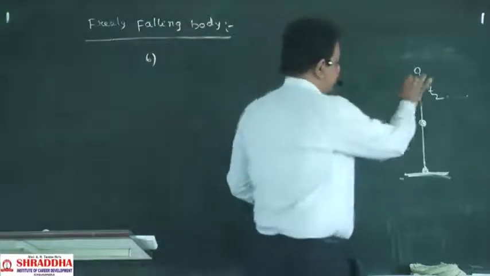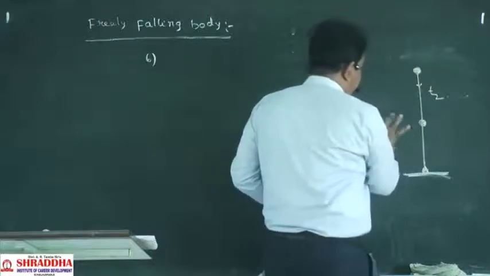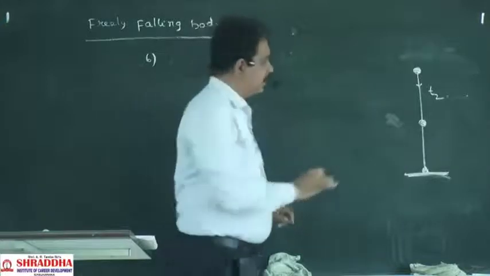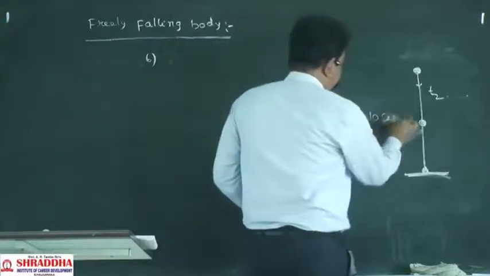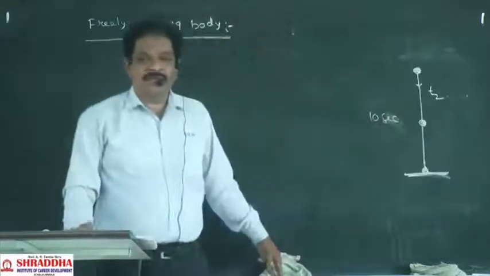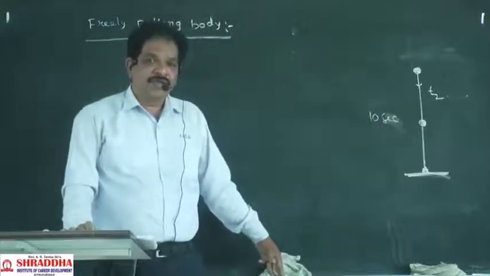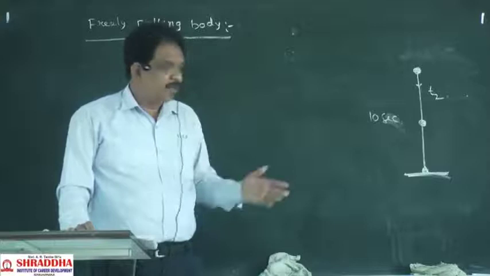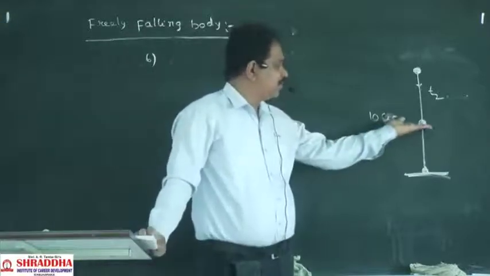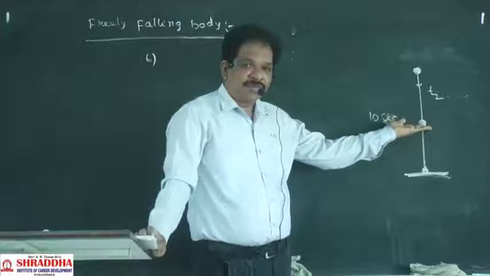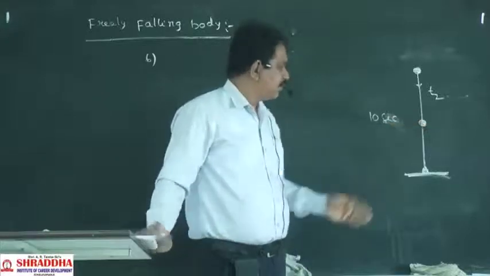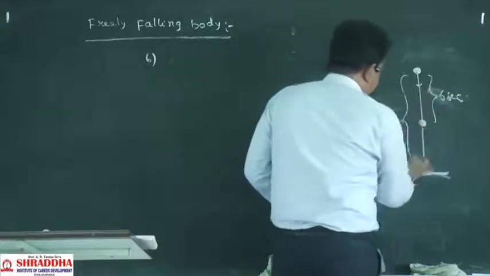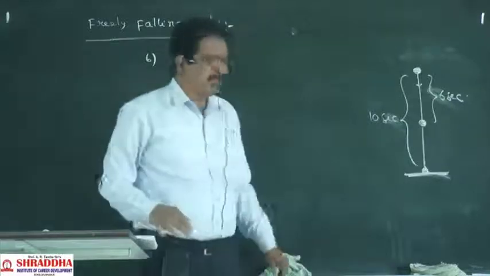From here, one stone is dropped. How much time is it taking? 10 seconds to reach the ground. But after 6 seconds, I stopped this stone. It means the time to come from here to here is 6 seconds. The time to come from the start to the ground is 10 seconds.